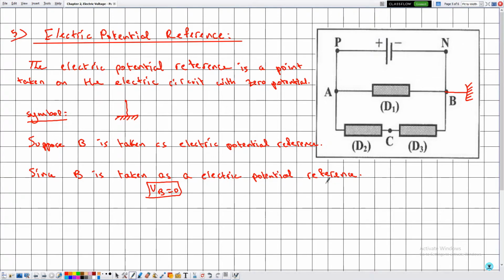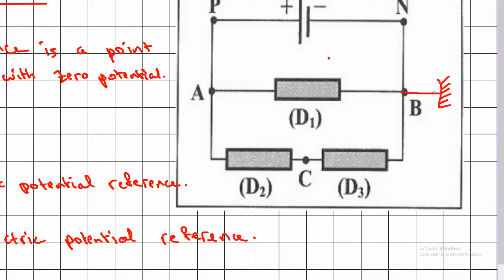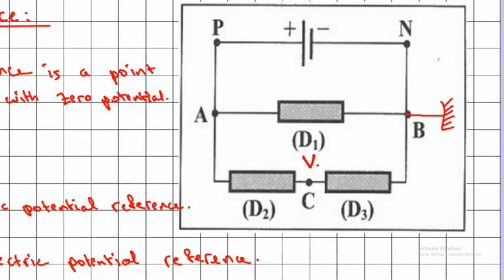So notice that here we can talk, for example, about the voltage UCB, but whenever we specify the voltage across a point, we mean the electric potential and not the electric potential difference, okay? So what's the reason behind taking a point to be an electric potential reference in a given electric circuit? Now we can determine the electric potentials at other points, say for example the point C, the point A, the point P, and the point N.